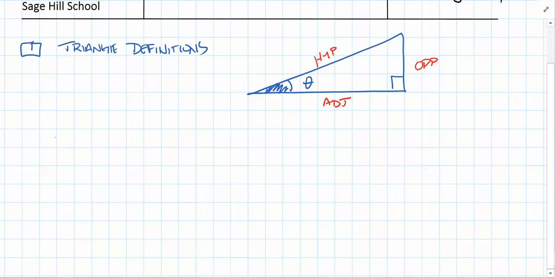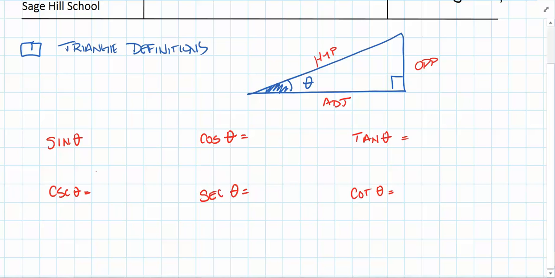So we can talk about the sine of angle theta. We can talk about the cosine and the tangent. Of course, then we can also talk about the cotangent of angle theta, the secant, and the cosecant.